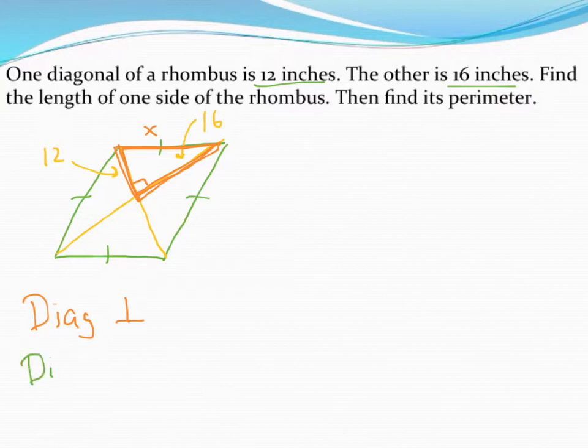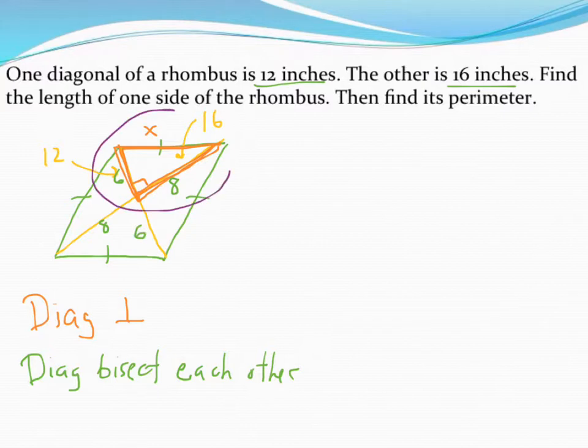But another property of diagonals is that diagonals bisect each other, meaning they cut each other into two equal pieces. So my longer diagonal is split into 8 and 8, and my shorter diagonal is split into 6 and 6. And so what I want to do is just look at that one right triangle at the top, and I want to just work with this using the Pythagorean theorem. So let me redraw that over here. So there's my right angle.